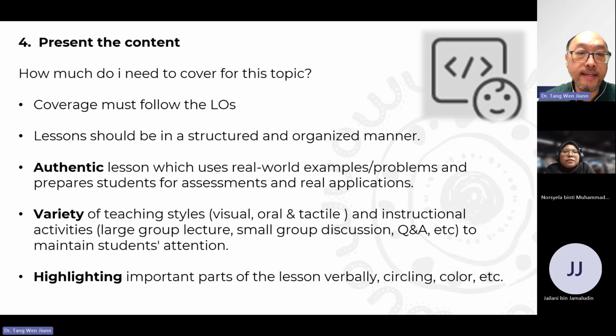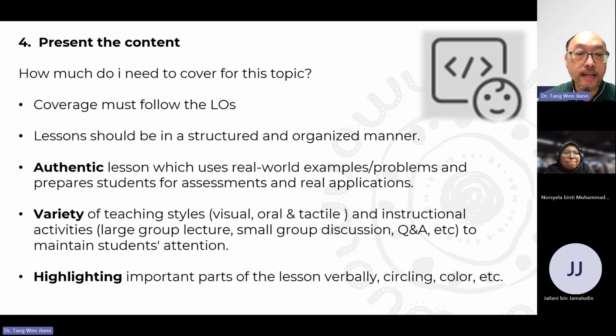The fourth part here is the main chunk. We present the content. So how much do I need to cover? Earlier on, we already planned according to the learning objectives, and this is where you start to use them. The lesson should be structured and organized. Start with the fundamentals and then slowly go deeper and deeper.